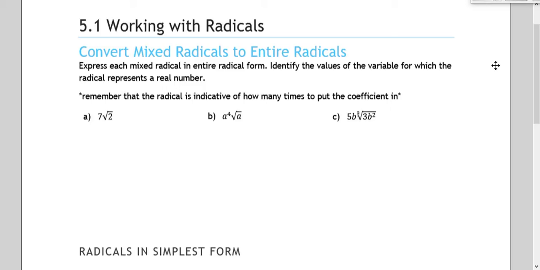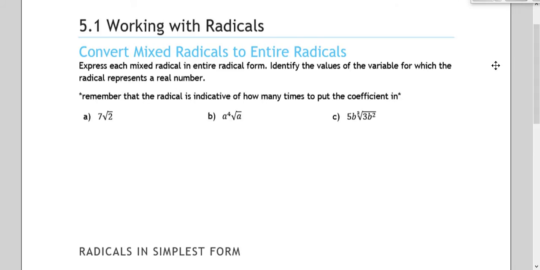Okay, so we are going on to radical expressions and equations, and we're going to start with 5.1, just working with radicals. Now, all of this should be a familiar skill from Foundations 10, but we are going to get some good practice in this first section, so don't worry too much if you are having difficulties remembering what we're doing. So the first thing that we're going to do is convert mixed radicals to entire radicals.